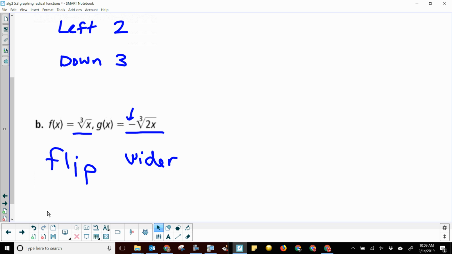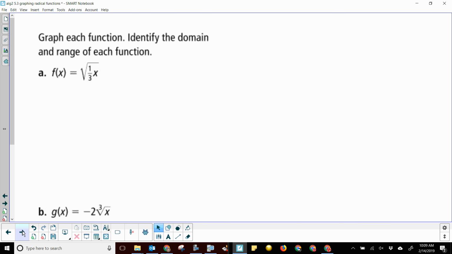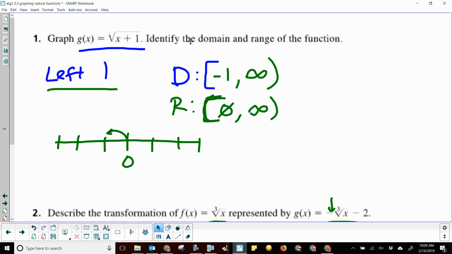You wrote these down already. And here, again, domain and range. Domain and range, this one, we didn't move up, down, left, right, or all. This one just got skinnier or narrower. This one, cube root, means we're going to have all domain and range anyway. So graph this one and identify domain and range.